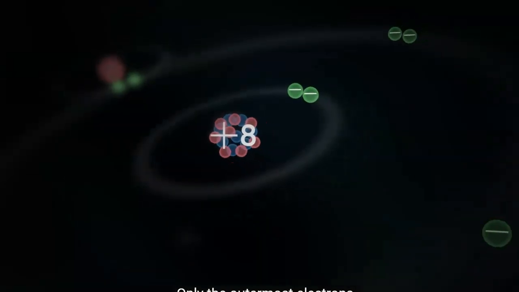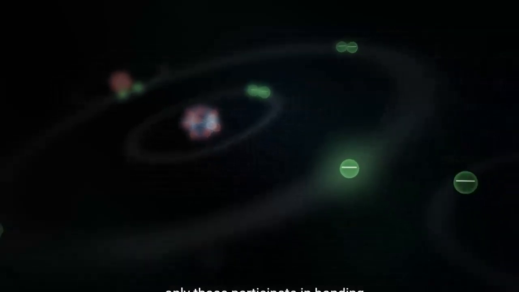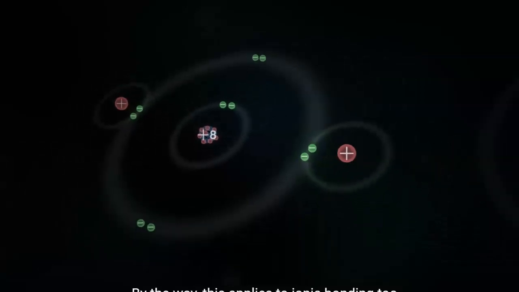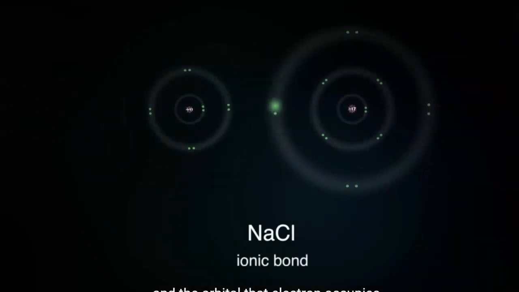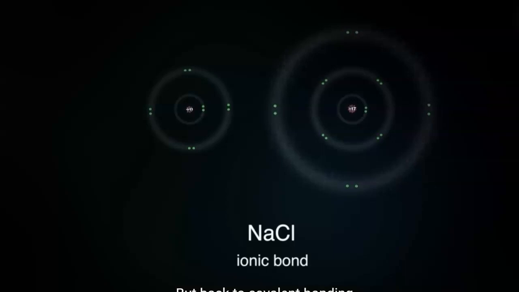Only the outermost electrons, the ones in orbitals furthest from the nucleus, the ones with the most energy, only those participate in bonding. By the way, this applies to ionic bonding too. Remember sodium chloride? Well, the electron that sodium loses is the one furthest from its nucleus, and the orbital that electron occupies when it goes over to chlorine is also the one furthest from its nucleus. But back to covalent bonding.